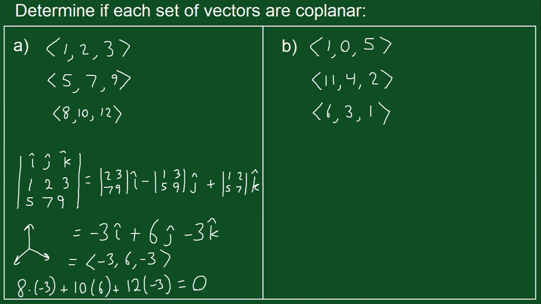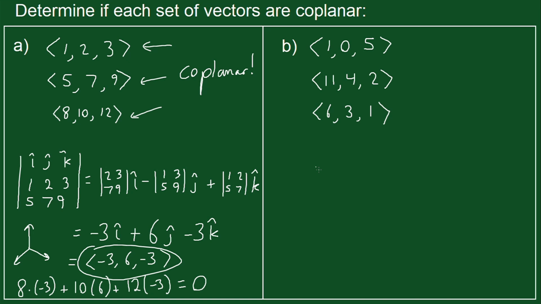So because we got an answer of 0, that means that this vector we found is perpendicular to this third vector. And that vector we found is also perpendicular to the first two vectors. It has to be, because it's the result of the cross product, which means that all three of these vectors up here, 1, 2, 3, must exist on the same plane, which means they are coplanar. So the answer to this is yes for part A.